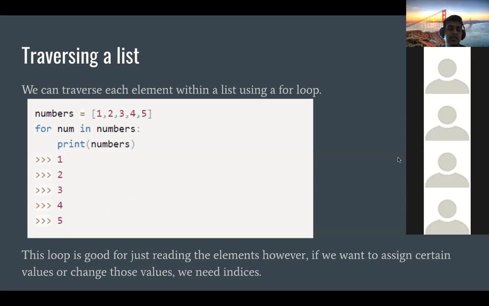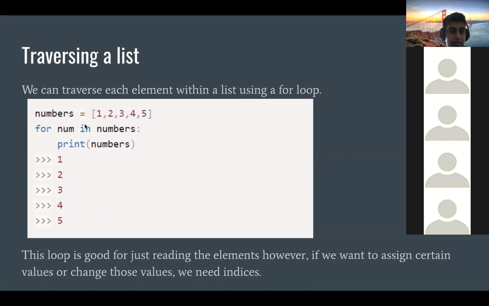Okay, traversing a list. We can traverse a list using a for loop. Think about it like you're in a shop. Let's say you have a shopping list, right? You're going to the grocery store, and as you go through the store, you check mark from top to bottom, I guess. It's the same principle here. You go through every single item in the list.